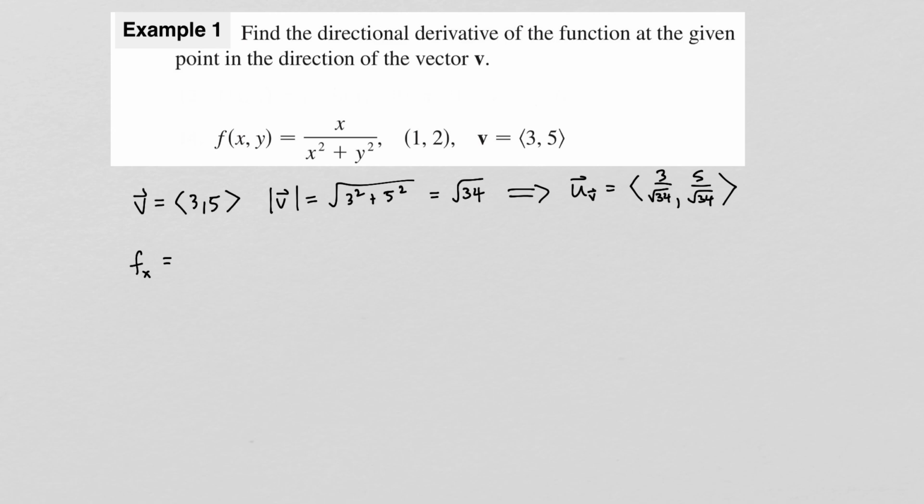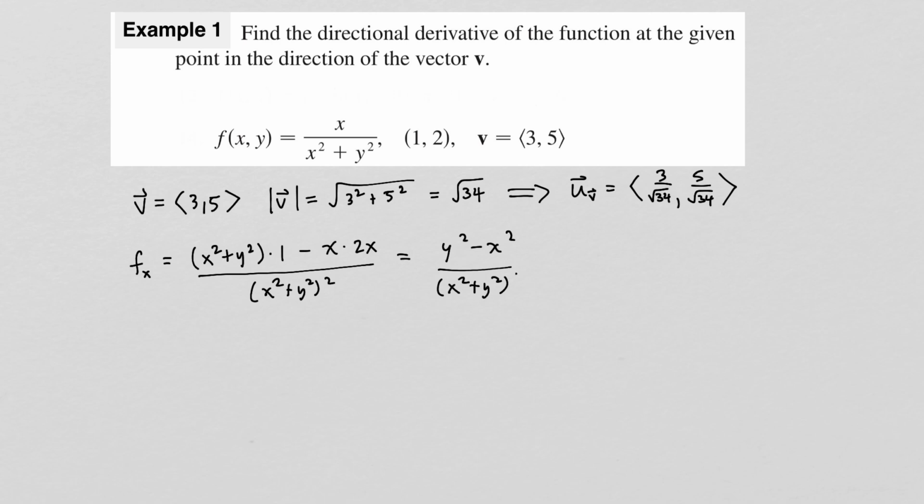So the derivative of a quotient, we take the denominator, multiply it by the derivative of the numerator with respect to x, which is 1. Then we subtract the numerator, multiplied by the derivative of the denominator, so that is 2x plus 0, so it's just 2x. And then we divide that by the denominator squared. And if we do the math on this, we get y squared minus x squared divided by x squared plus y squared, squared. Now let's go ahead and find the partial derivative with respect to y.